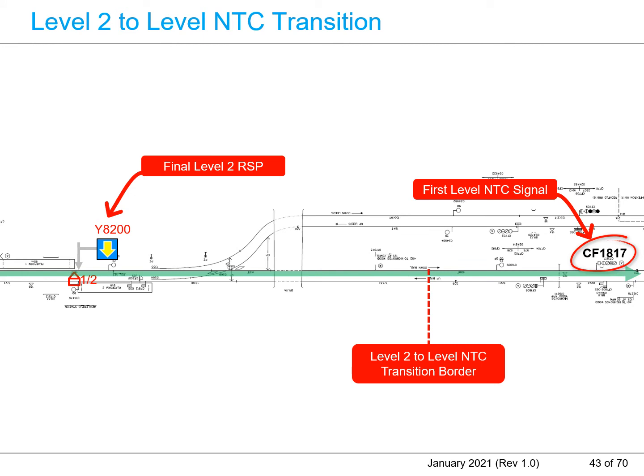The level transition border location will be between the final RSPY8200 in the Level 2 area and the first signal CF1817 in the Level NTC area. Before finalizing the level transition border location, if the location is likely to be on the approach side of the junction, the practical solution is to extend the Level 2 area beyond the CF1817 location.